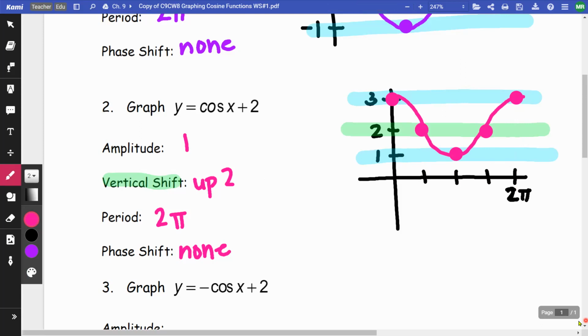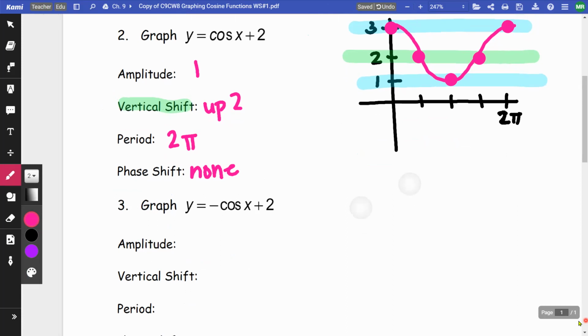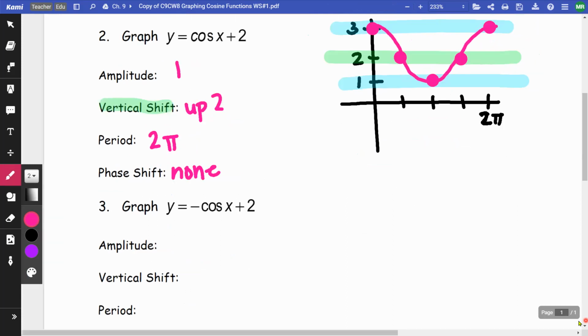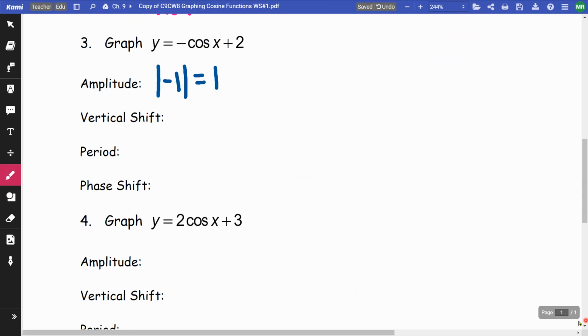And there's my graph. On number 3, my amplitude is going to be the absolute value of -1, which is 1. My vertical shift is going to be up 2. My period is going to be 2 pi. And my phase shift is none.